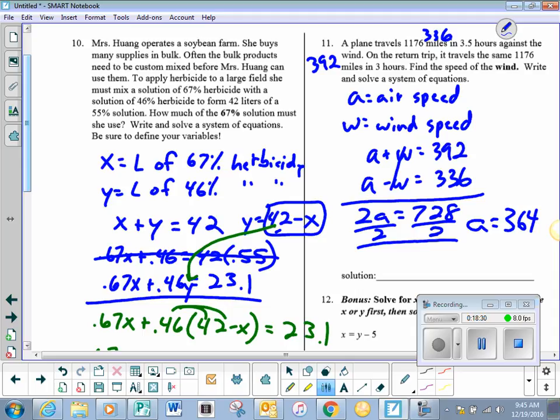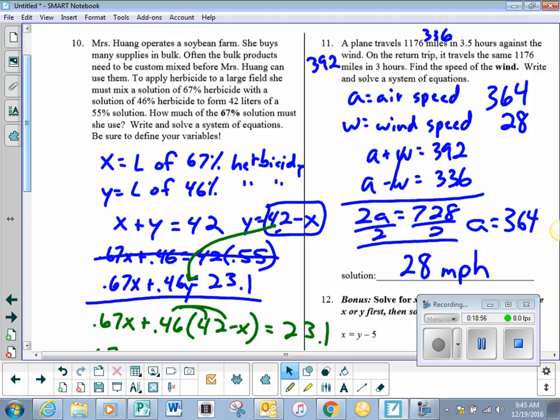Okay, so it says find the speed of the wind. Well, the airspeed is 364, and the wind speed is 364 plus what is 392? 28. 28 miles per hour. So when it's going with the wind, it goes 392. When it's going against it, it goes 336.